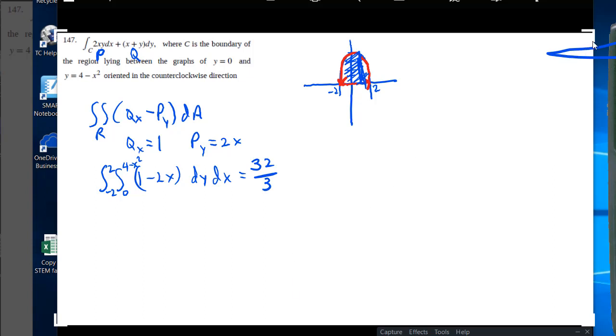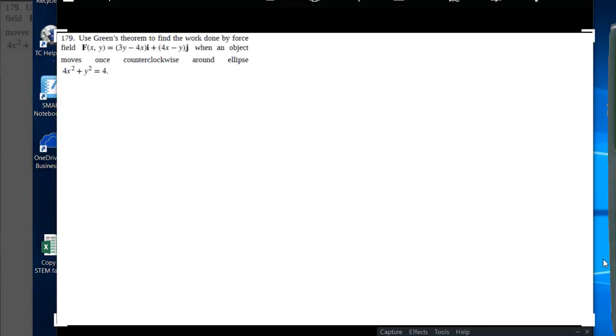Well, let's take a look at another one. Now here we're given our vector field and our curve, and we're told to use Green's theorem to compute the work done by the force field. So the work done by the force field is going to be the integral around the curve of F dot dr.